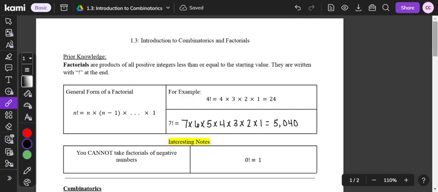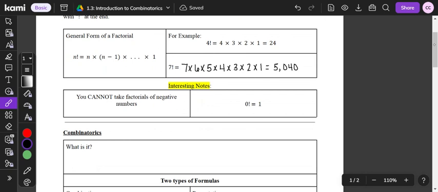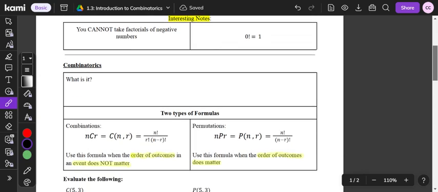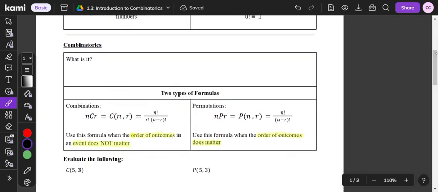A couple interesting notes about factorials. First, you cannot take factorials of negative numbers. In fact, you can't take them of decimals either. This is nice because we're only working with positive whole numbers. And then over here, we say 0 factorial is equal to 1. Now this might be a really weird concept to you. If you'd like a deeper explanation about this, make sure you ask me about it in class, but for now, just trust me.